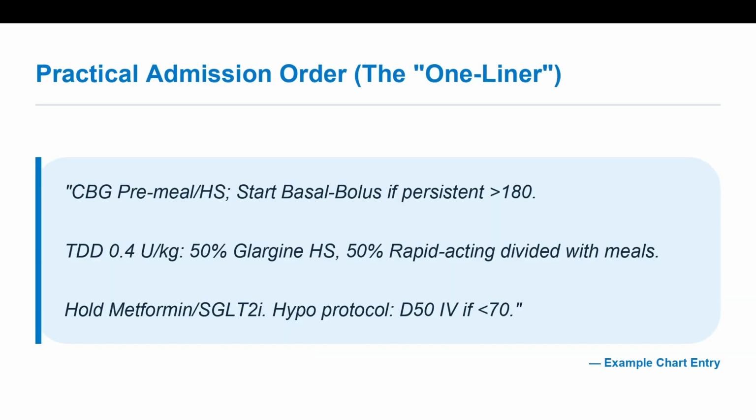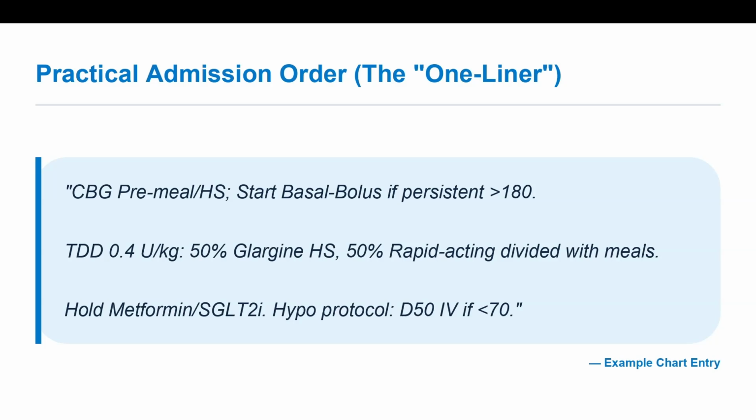So this is the practical one-liner statement for this presentation. Always use CBG pre-meals and HS. That means 3 times a day, before breakfast, before lunch, before dinner, and at bedtime, usually around 10 p.m. Start the basal-bolus if persistently above 180. Total daily dose of insulin required is 0.4 to 0.5 units per kg, of which 50% is glargine or long-acting, and 50% is rapid-acting divided between the meals.